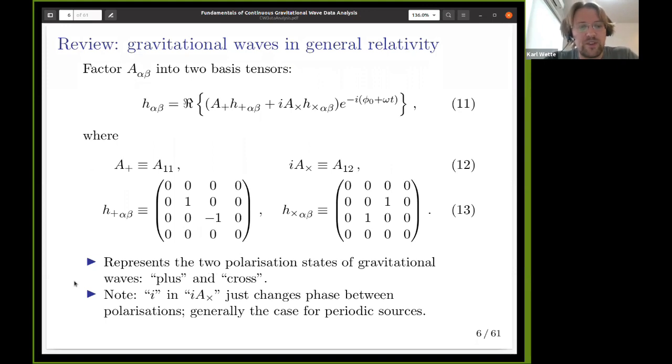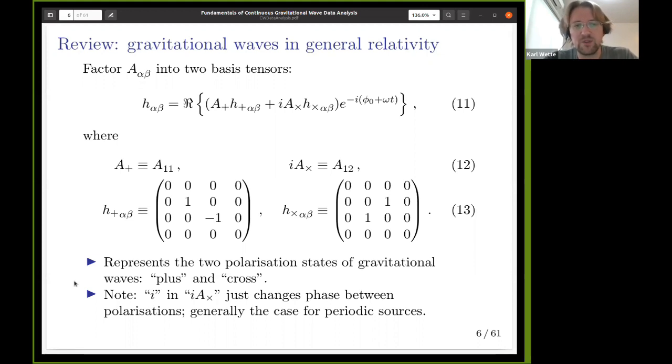Another thing we can do is factor into these two basis tensors. We know that gravitational waves have two polarizations, so you can write this in terms of the two tensors given in equation 13, and the two amplitudes given by equation 12. These conventionally represent the plus and the cross polarizations in general relativity. You might notice in equation 12 something a little strange: I've multiplied the A cross amplitude by the imaginary number i. That's just to change the phase between the two.